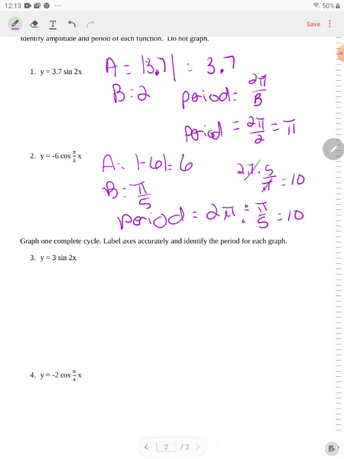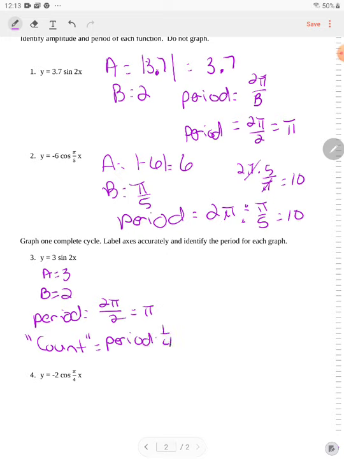Now, we would like to graph one cycle of each graph. So the amplitude is 3. B is 2. So the period for the graph we will graph is 2 pi divided by 2, which is pi. Now, I've introduced the idea of a count to my class because you have 4 major points. Our count is the period times 1/4, or the period divided by 4. So in this case, our count is pi over 4. All right, we will start at 0, 0 because we do not have any transformations. That'll come in the next video.